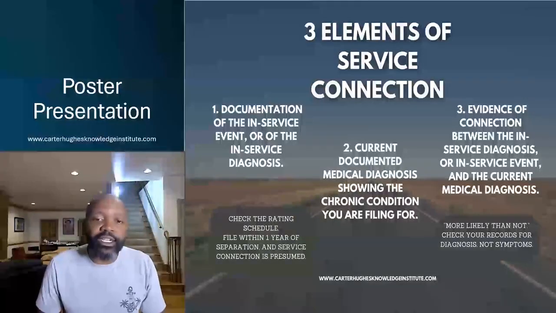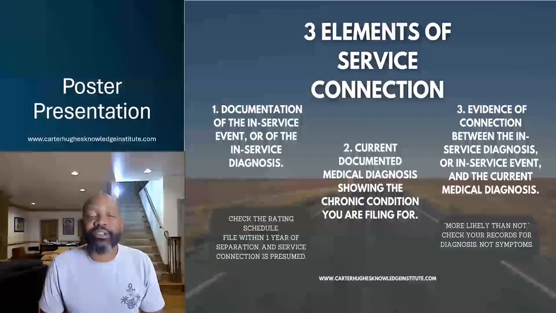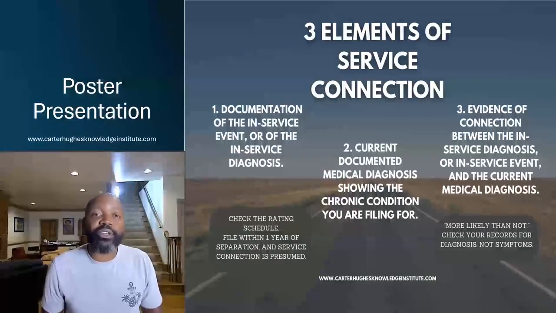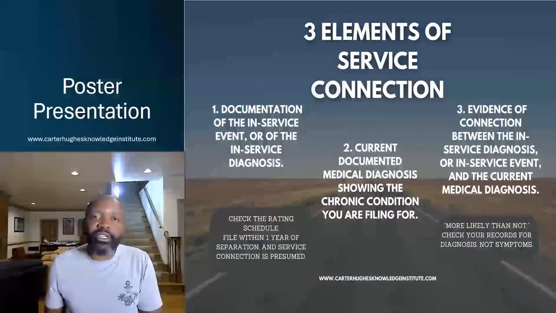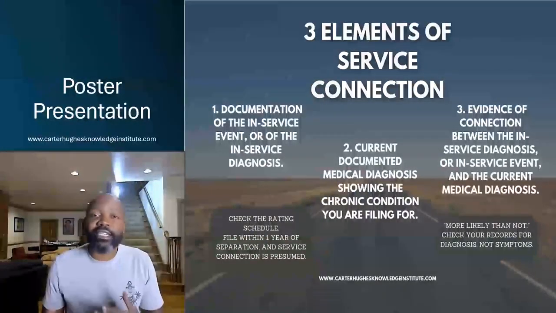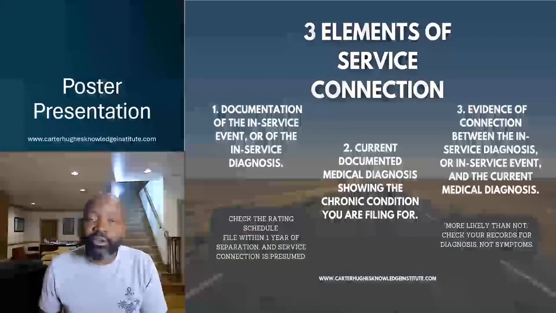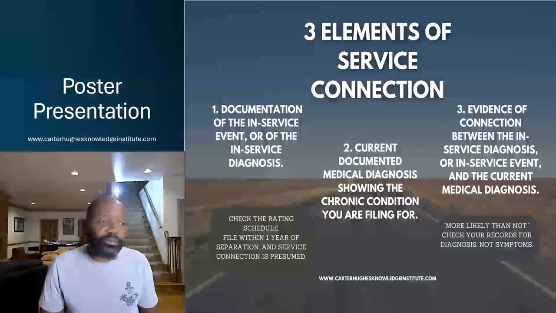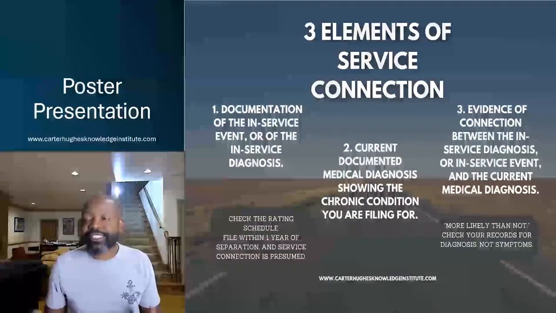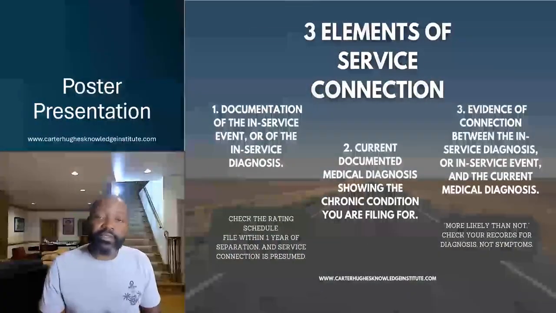Number two, a current documented medical diagnosis showing the chronic condition that you are filing for. In order to get your claim approved, they're going to need a current medical diagnosis. Now, what's important to note is that when you file a claim, you don't necessarily need to have a current medical diagnosis at that time. Let's say, for example, you separated from the service and you haven't been to the doctor since you separated. You can still file that claim.